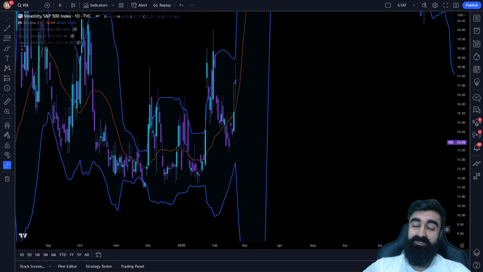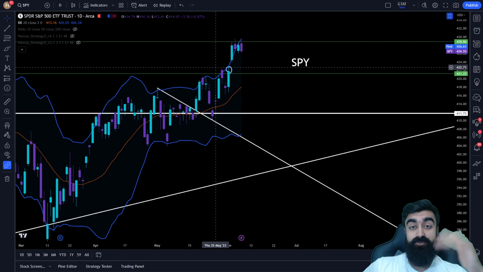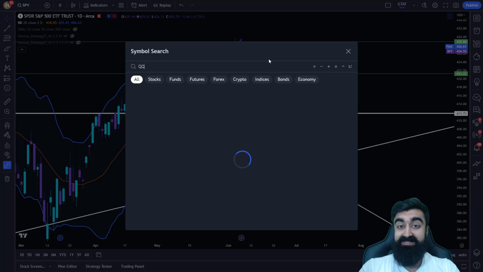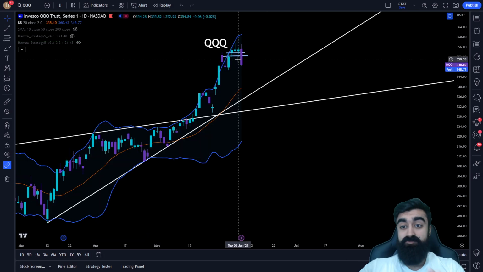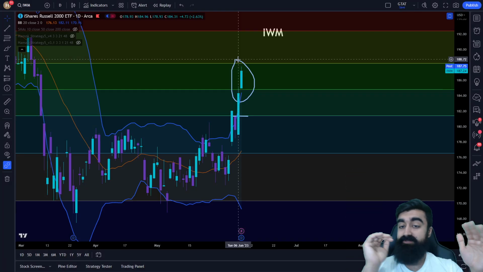Next, let's go ahead and take a look at the S&P 500 and the NASDAQ. So what I thought was going to end up happening was the exact opposite. I was saying go long tech and go short the Russell. What ended up happening was the NASDAQ fell dramatically, and the IWM, or the Russell, shot up. So the exact opposite happened.